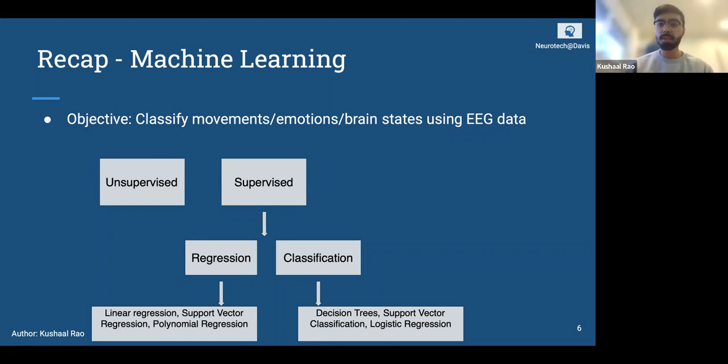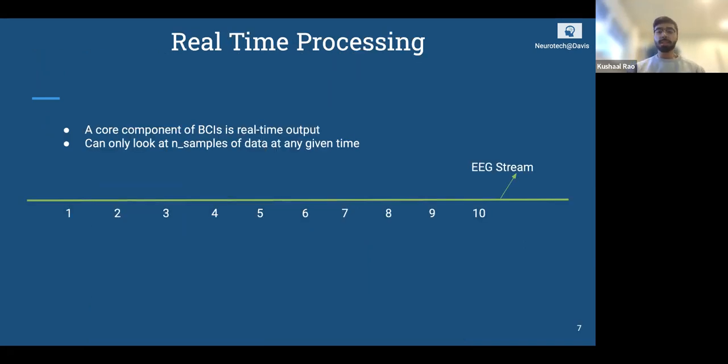So hopefully that gives you some intuition into what machine learning kind of is and how it can be broken down, but more importantly, where machine learning comes in when we talk about brain-computer interfaces and neuroengineering in general. So let's get into real-time processing now.